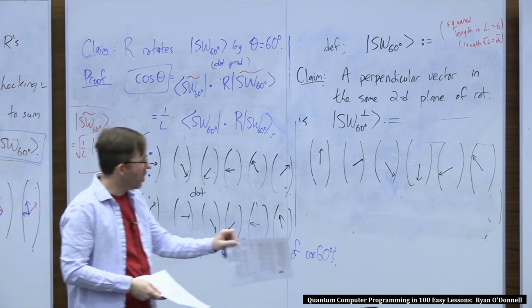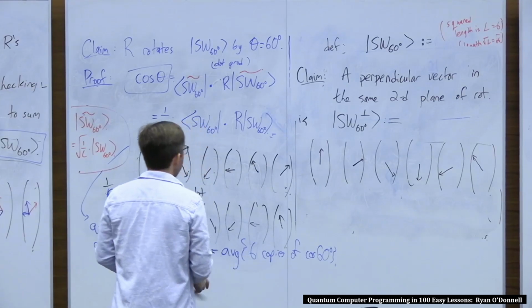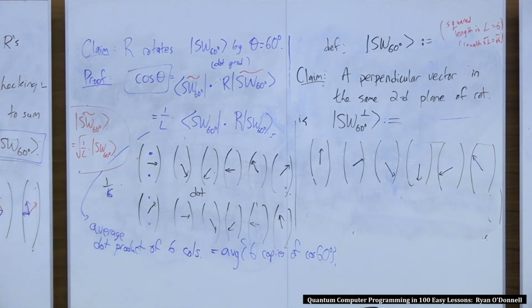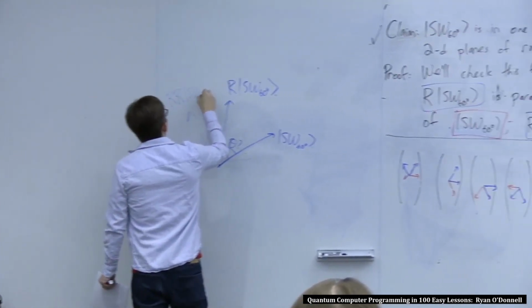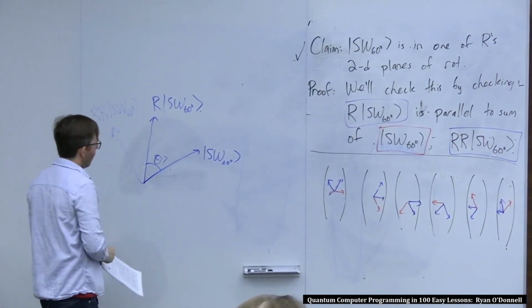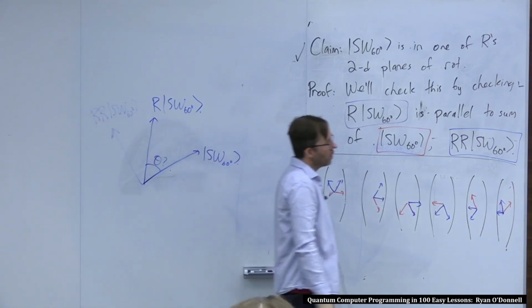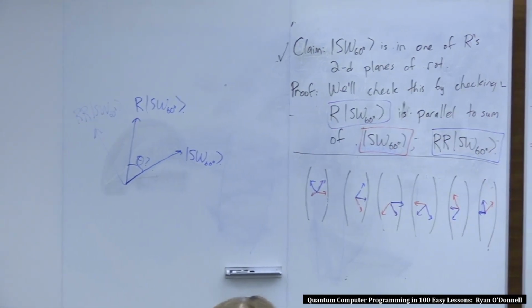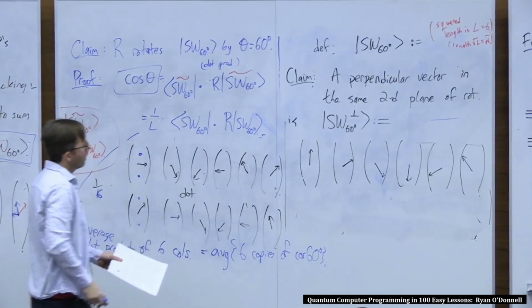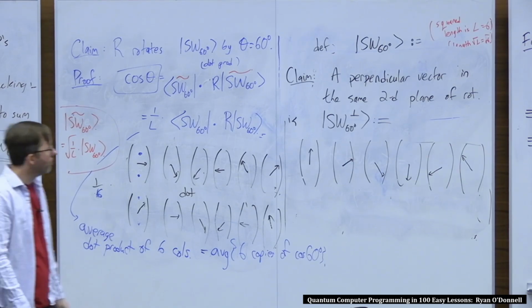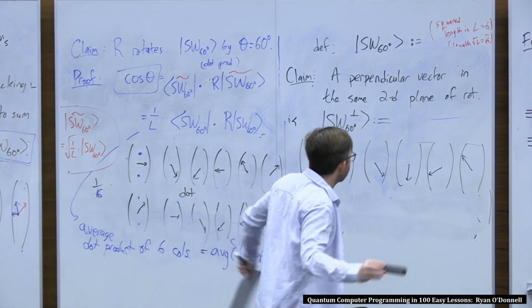There's one more thing that we need to check, which is that this vector is in the same two-dimensional plane of rotation as this one. So we have this vector. You apply R, and it starts rotating around the plane. We need to check that this vector is in that same plane. How can we check that? It'll be a similar argument.